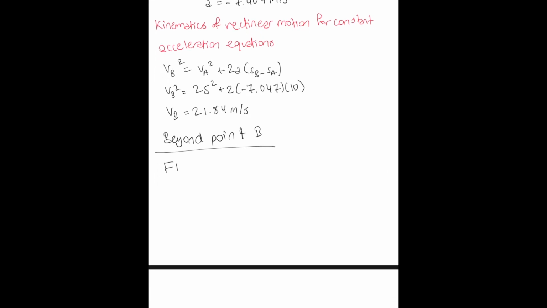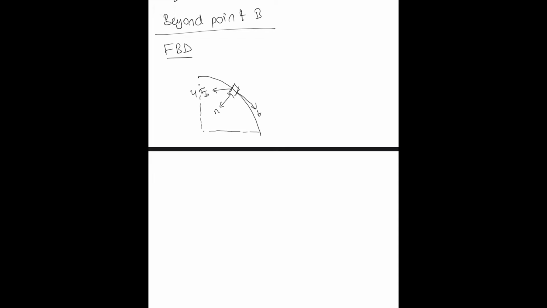Now we've got our FBD here of our car moving on a curved surface. So the normal force is going to be pointing this way. Tangential is going to be pointing that way. This is the normal and tangential axes. And our braking force is going to be pointing somewhere in this direction, between the normal and tangential axes.